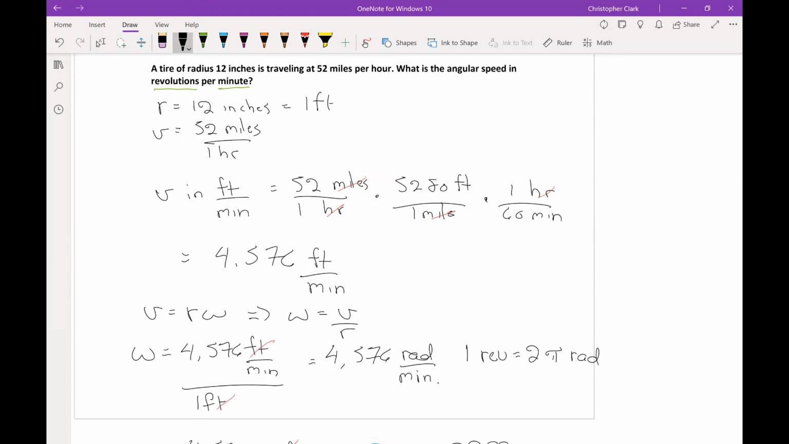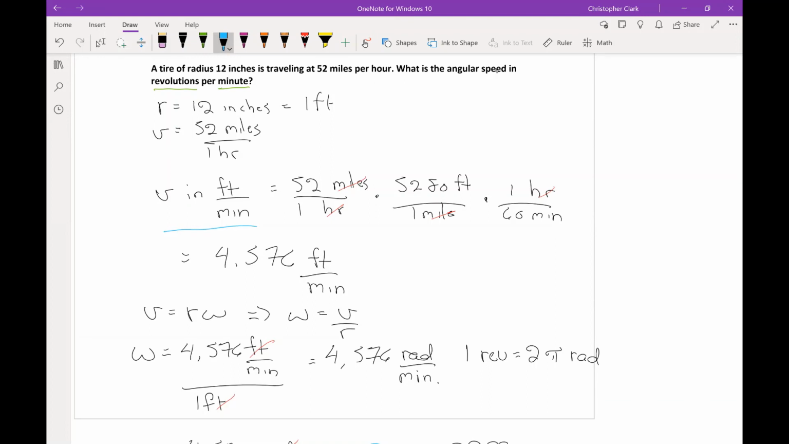So we have a radius of 12 inches, which I'm going to go ahead and convert to feet, and 12 inches is just 1 foot. Now at the end, we'll see what happens if I decided not to do this. It actually doesn't change what we're supposed to do. This just makes the math a little bit easier. And we have a velocity of 52 miles per hour, which I'm going to write as 52 miles over 1 hour. So now I want to get the velocity in feet per minute.